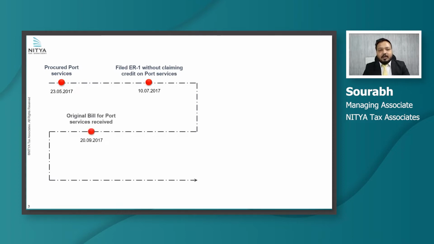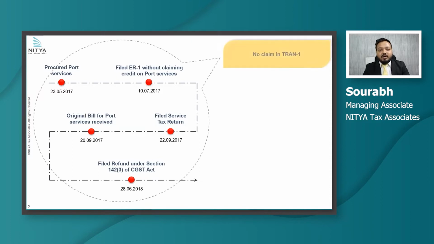Then the petitioner received the original invoice only in September 2017. Thereafter, it filed service tax return and claimed the credit thereon. Since by then the petitioner had already carried forward all its credit under GST Tran 1 form to GST regime, it did not have any other option but to file a refund under Section 142 Clause 3. In all this while the last date of Tran 1 was only due on 27th of December 2017, but the petitioner did not file or revise the Tran 1 despite there being a specific enabling provision.